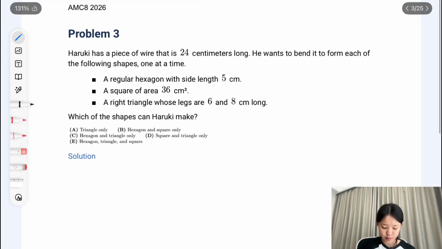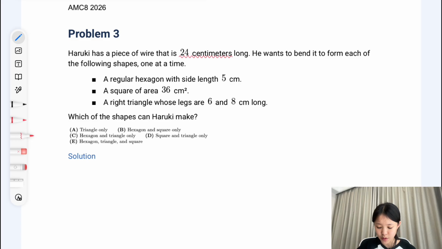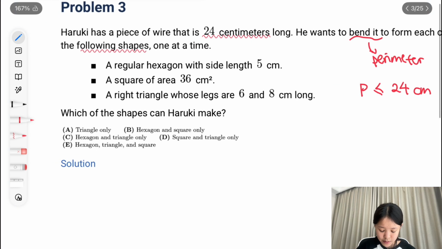Okay, question 3. Haruki has a piece of wire that is 24 centimeters long, and he wants to bend it to form each of the following shapes, one at a time. Bending it basically means he wants to find the perimeter, and we need to verify whether or not the perimeter is less than or equal to 24 centimeters, which we can write as an inequality.